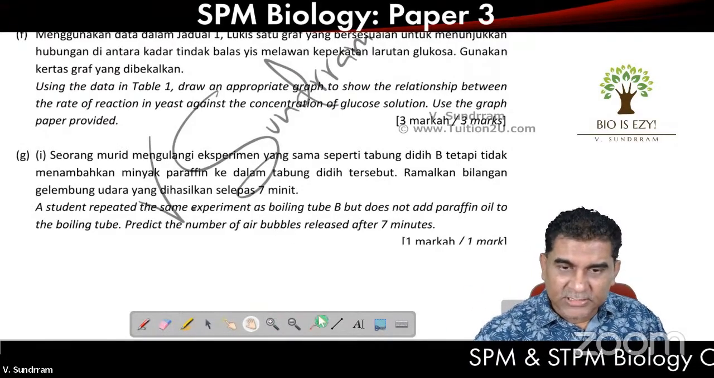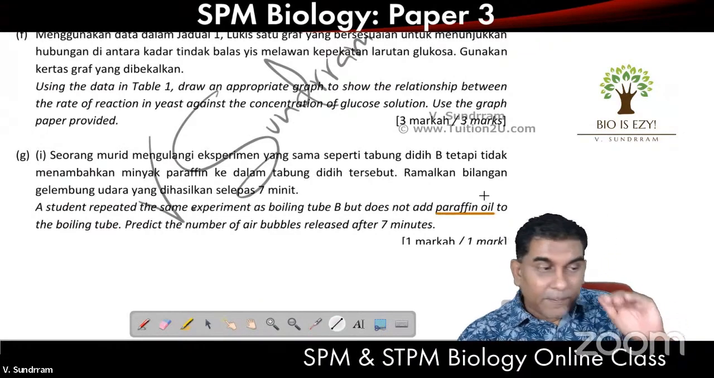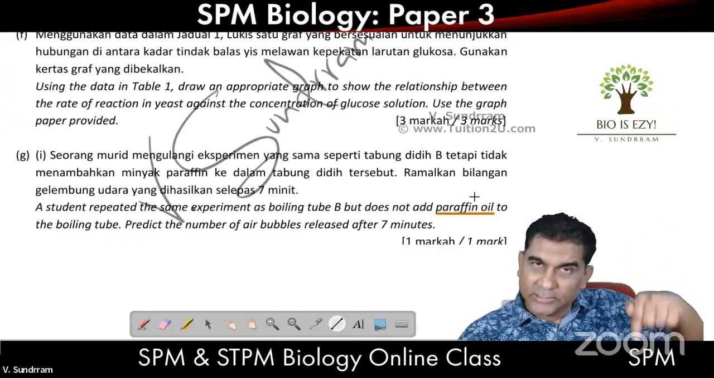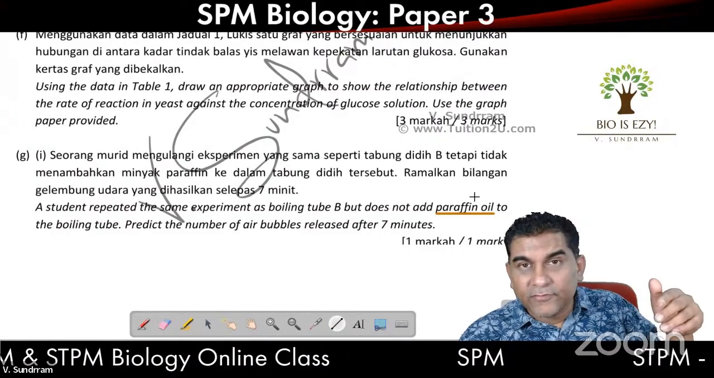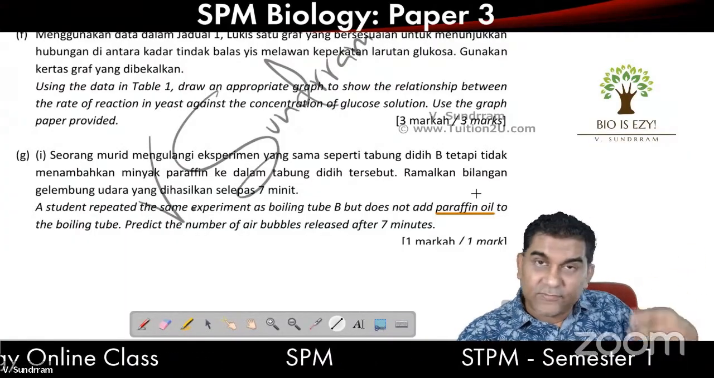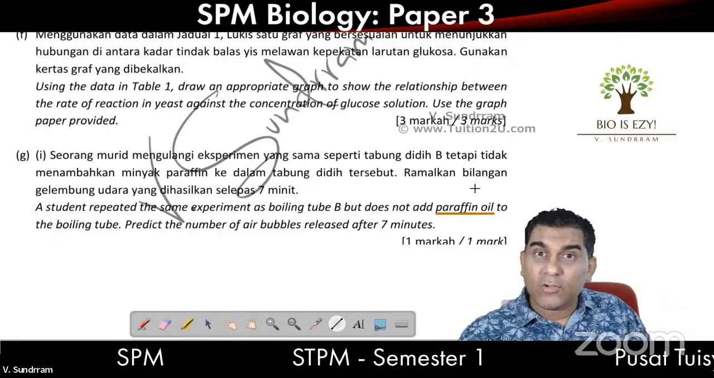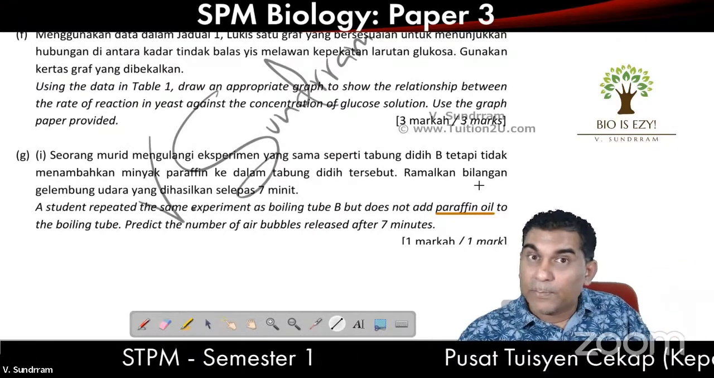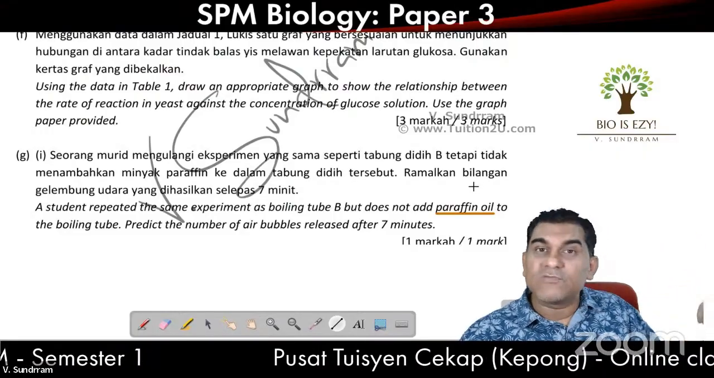The question mentions you are not using paraffin oil. Earlier, we already said paraffin oil is to prevent atmospheric oxygen from dissolving into the glucose solution. If you didn't use paraffin oil, the oxygen will diffuse into, dissolve into the glucose solution. Now the yeast can do aerobic respiration. Aerobic respiration, glucose breakdown is complete. They produce more carbon dioxide, meaning more bubbles will be released.